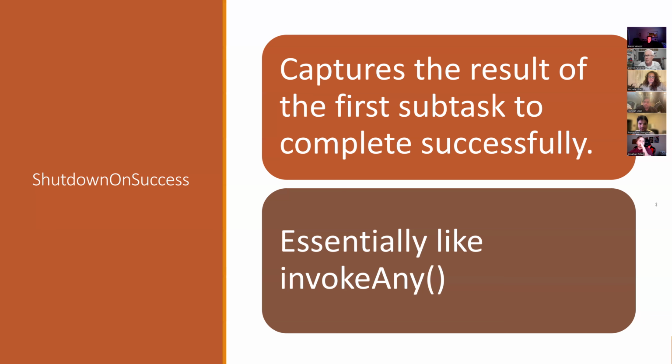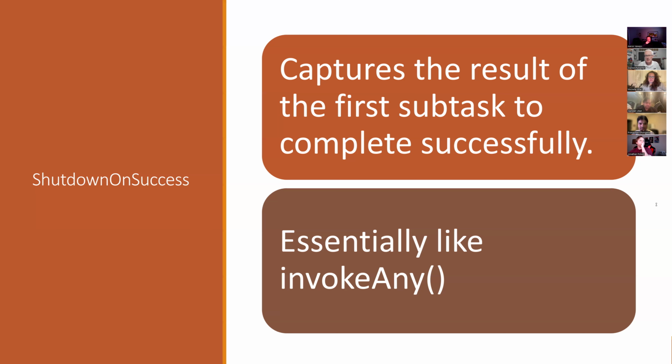So it's like invoke any. Invoke all of these, and whoever's first, I'm done. Shut everything else down. The scope ends when all of the subtasks are complete, are down. I'm guaranteed that they're all down.